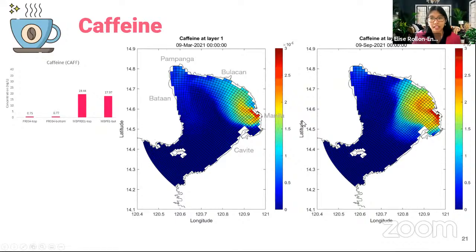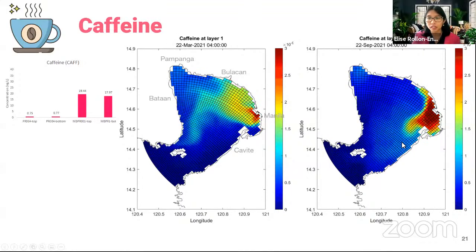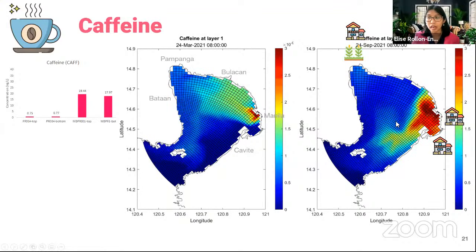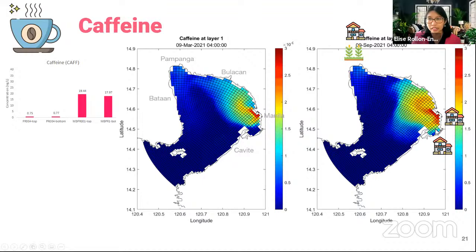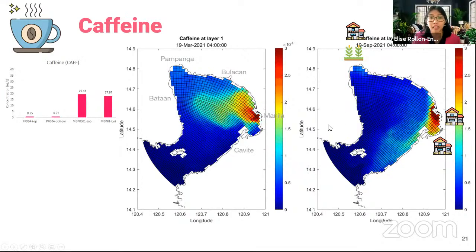Now we look at caffeine. For caffeine, there is almost 0 nanogram per liter of concentration in the Pampanga River. And that is because our residential houses in Manila are very close to the coastline. But in Pampanga, this area is mostly agricultural and our houses are further north of Manila Bay.